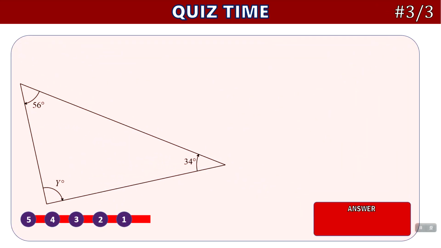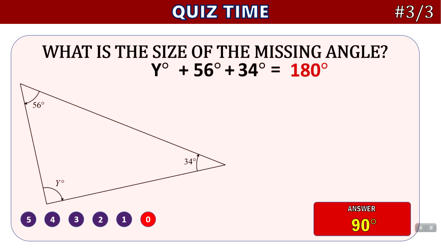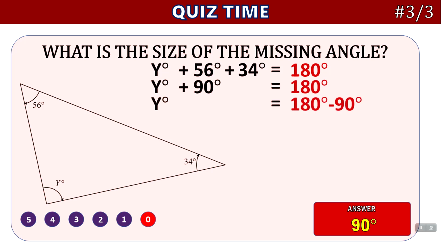Question 3. What is the size of the missing angle? Time's up. The answer is 90 degrees. How did we get that? Well, Y plus 56 plus 34 equals 180. Therefore, Y plus, when we add 56 and 34, we get 90 equals 180. And so Y equals 180 take away 90, and by now you already see that if we take 90 from 180, we're left with 90 degrees.